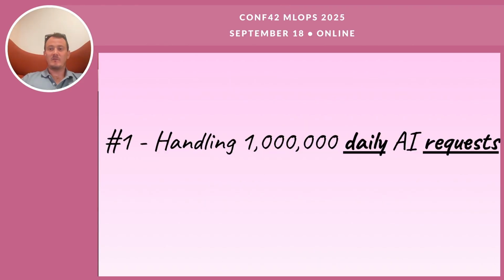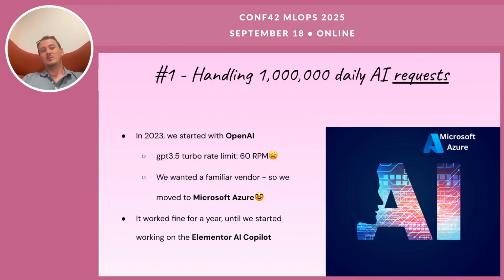So the first topic that I want to talk to you about today is how we're handling 1 million daily AI requests. And to understand that, we need to go back to the beginning, because when we just started, like many companies, we started straight with OpenAI. But for those of you who are early adopters, you might remember that the ChatGPT 3.5 Turbo rate limit was only 60 requests per minute.